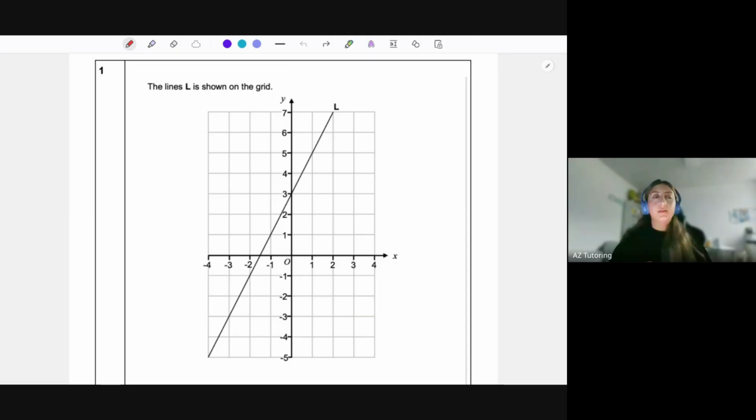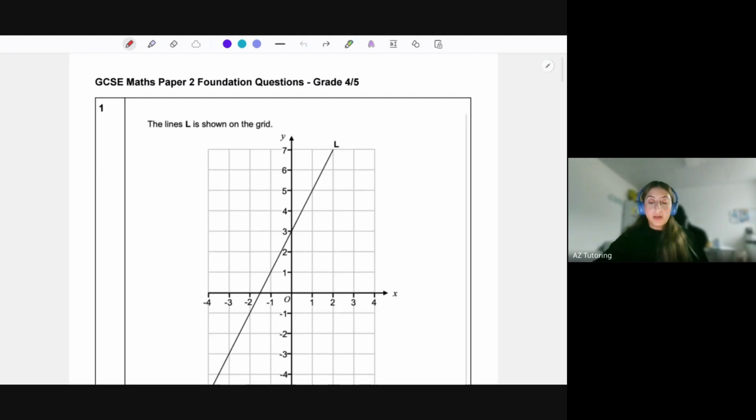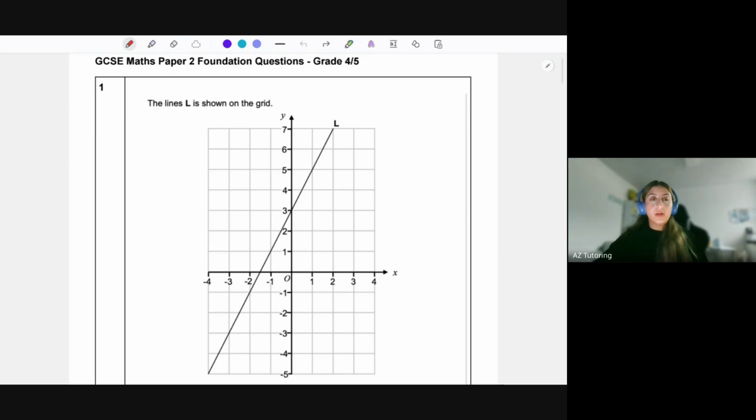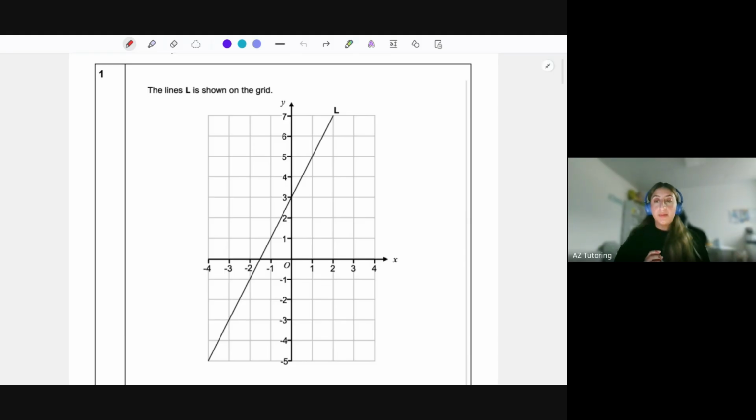Hi guys, so today's class is the Foundation Paper 2 class. So you've got your Paper 2 exam tomorrow. And the questions I'm going to be doing are just the 4 or 5 mark questions that I picked out from the Paper 2 exam papers. So it's a mixture of topics that have not come up in the Paper 1 yet. So we'll just get started.